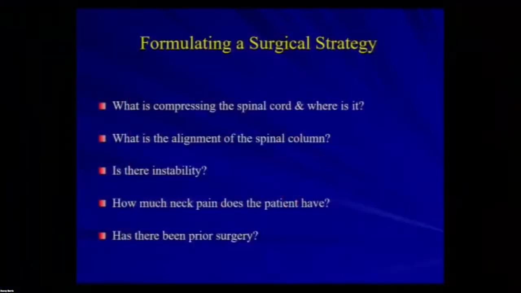How do we formulate a surgical strategy? Well, we want to know where the pathology is. Is it primarily anterior? Is it posterior? What is the alignment of the spine? If the patient's spinal column is preserved without instability, then that makes it a little easier for us because we can just focus on decompressing the spinal cord. We also want to know, has a patient had prior surgery? And that can play a big factor in choosing what the most appropriate surgical approach may be.